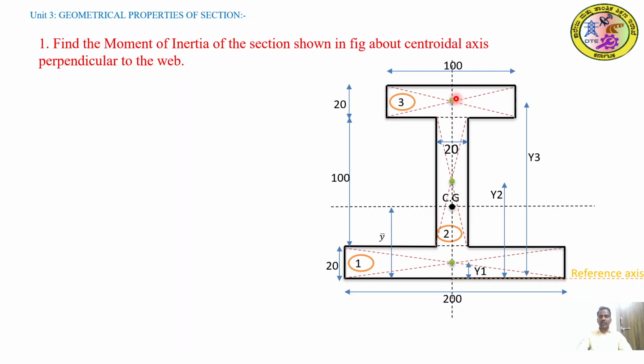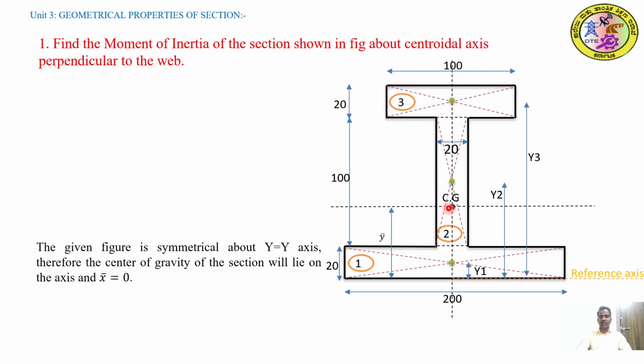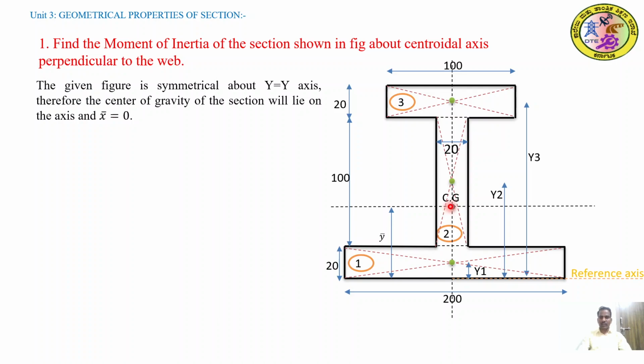Therefore, the distance which is related to the measurement with respect to y axis is going to be 0. So x bar is going to be 0 because the I section is symmetrical about y axis. Because of the symmetry about y axis, we need to find out y bar distance.